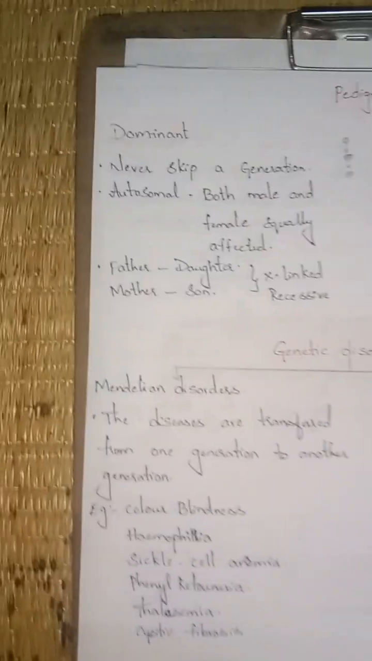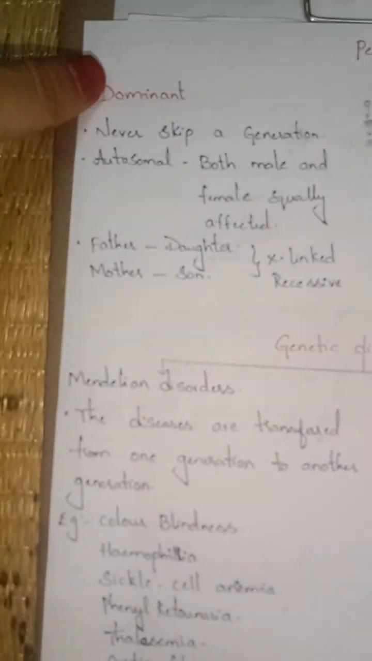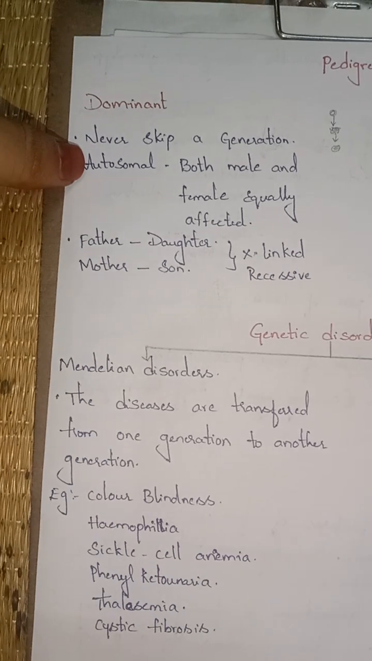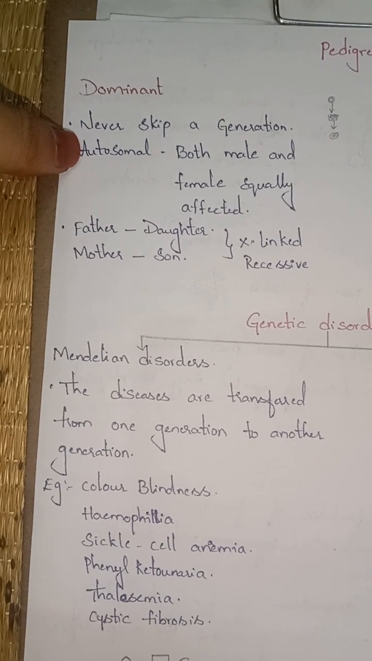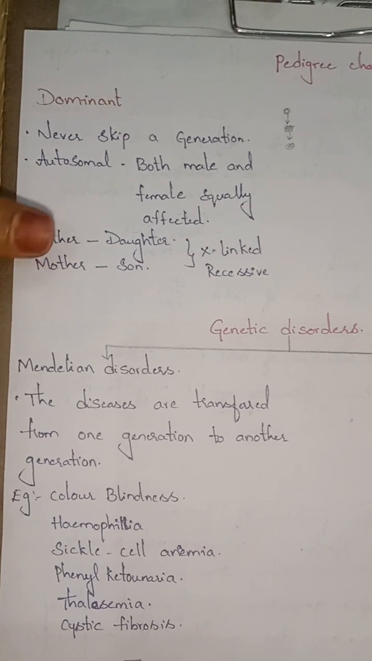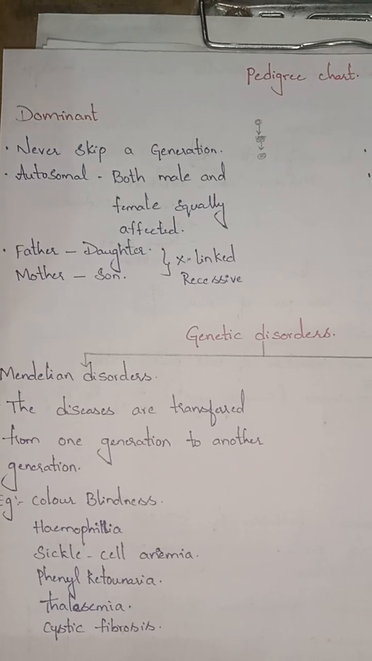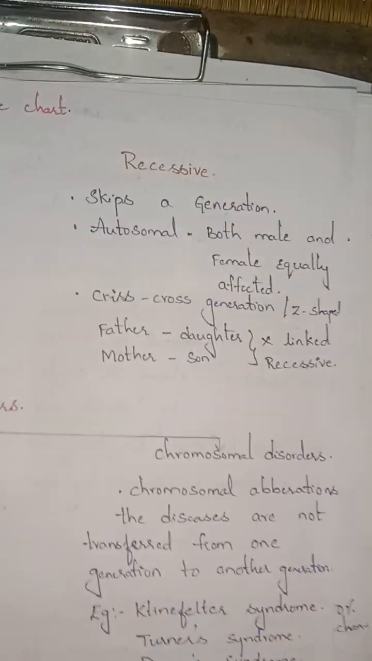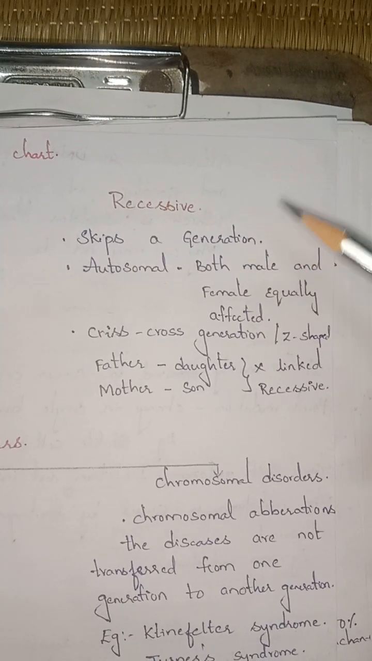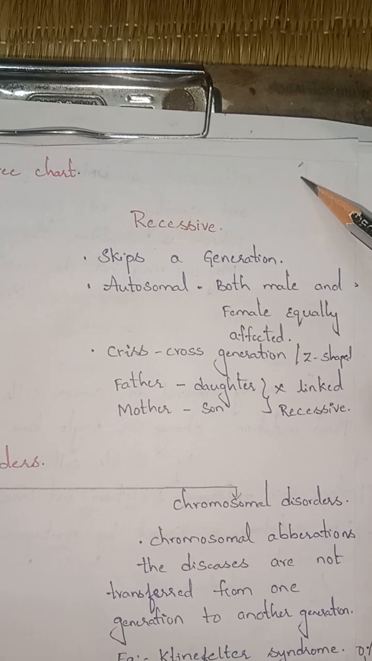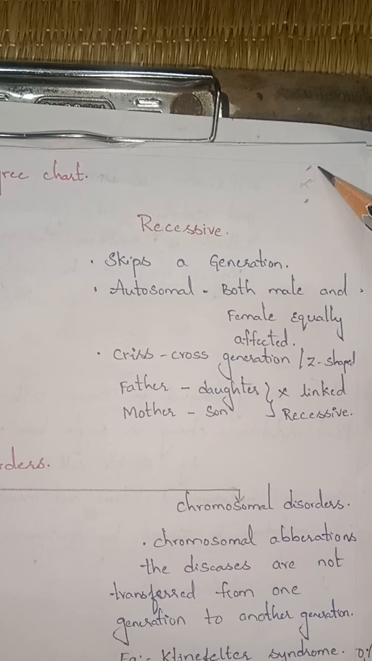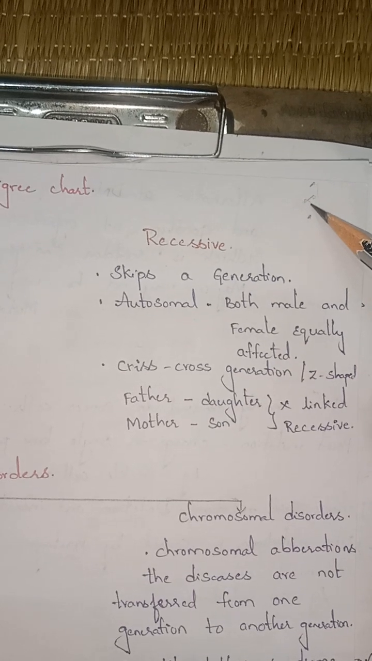That is X-linked recessive. So in dominant, it is never going to skip a generation. If it is autosomal, both male and female are equally affected. Father to daughter and mother to son, the disease is transmitted, which is X-linked. Next one, recessive. It is going to skip generations. If one generation is affected, the next generation is not affected, and the next generation is affected. So it is skipped here.